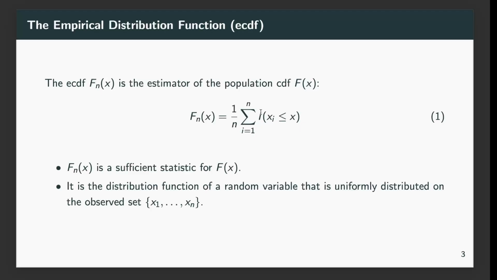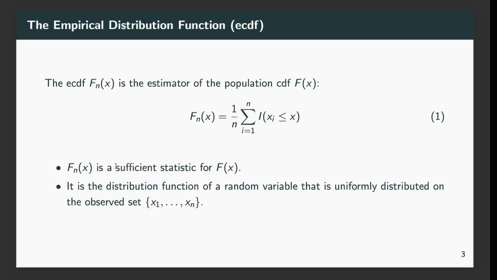So why is this important? First, F_n of x is a sufficient statistic for F of x. In statistical theory, a sufficient statistic contains all the information in the data about the unknown parameter. In this case, it means that the ECDF, which is just the observed empirical distribution of the data that we have in our hands, is the best non-parametric estimator of the true and unknown population CDF F. The second point is that it is the distribution function of a random variable that is uniformly distributed on the observed set of x.